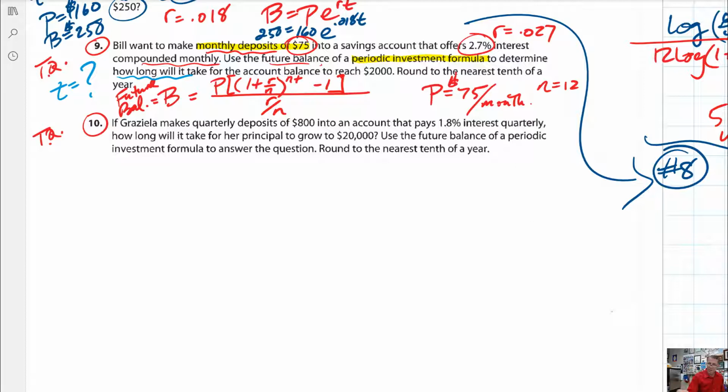Okay, so I'm going to do number 9 down here below, because I need some room. Okay, number 9. Here we go. So I need to substitute my numbers in. So the future balance is 2,000.